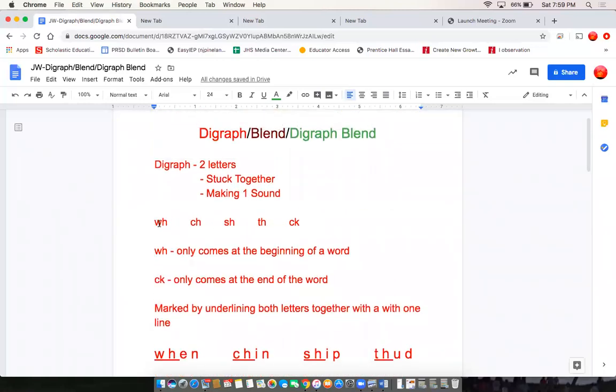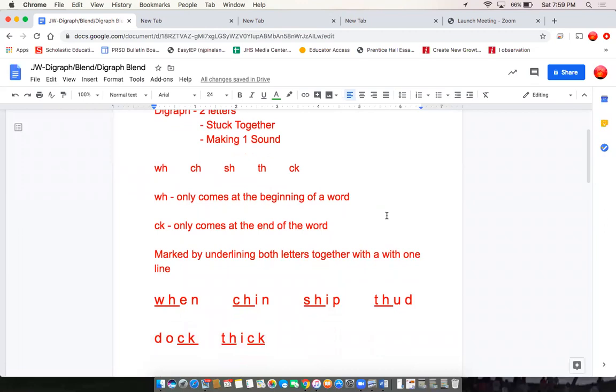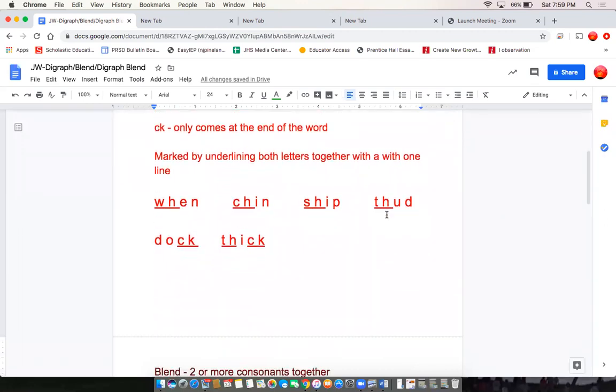Here are our 5 digraphs: WH, CH, SH, TH, and CK. And they're written like this for a reason. It's the way you should remember them, because WH is first because it only comes at the beginning of words, right? And then we also have CK at the end because that only comes at the end of the word. The rest of these can come anywhere. That's why they're kind of in the middle. So these 5, if you find them in a word, it's one line to mark them. It's one line because they're making one sound.